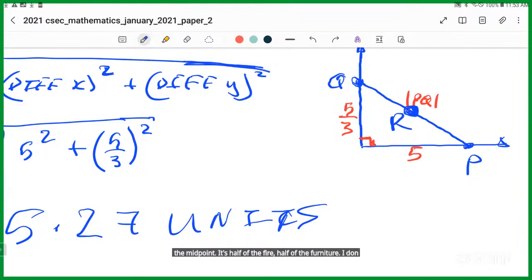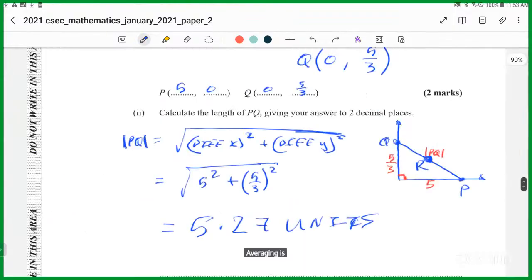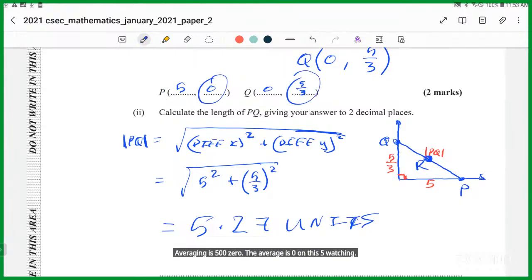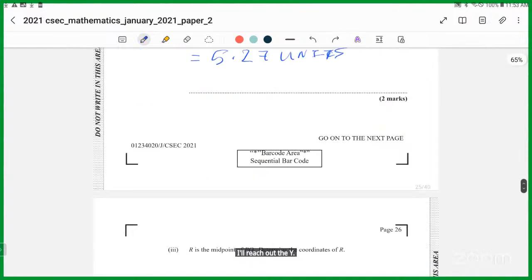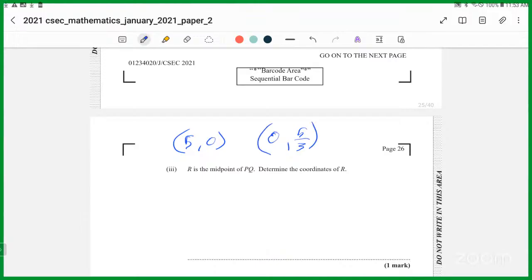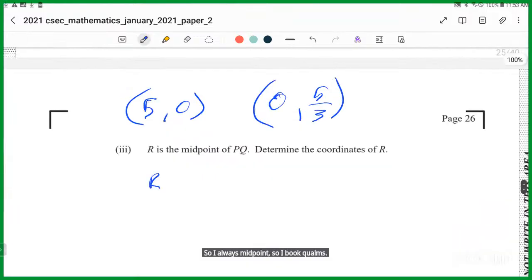And you want to use the average again. The average of this 5 and this 0, and the average of this 0 and this 5 over 3. Average of the x and average of the y. So the points are (5, 0) and (0, 5 over 3). R is the midpoint, so R becomes the average of these two values, which is 5 plus 0 over 2, and the average of these two values, 0 plus 5 over 3 over 2.